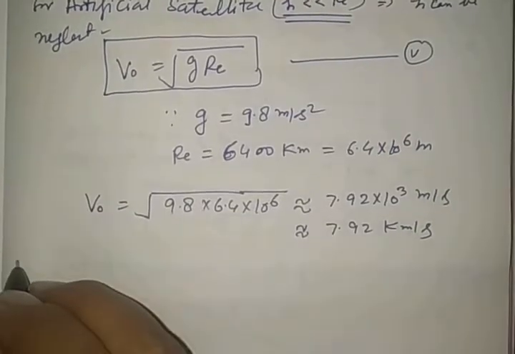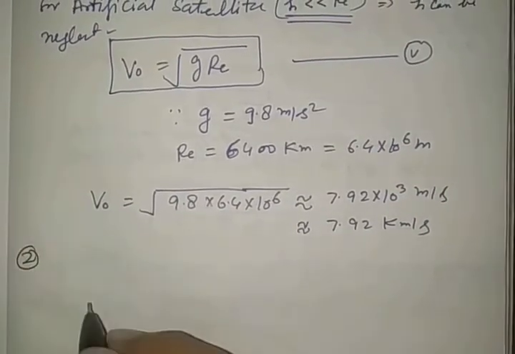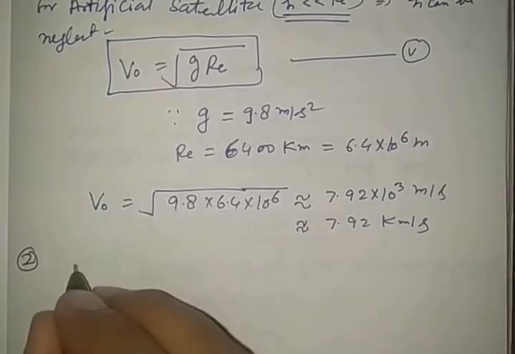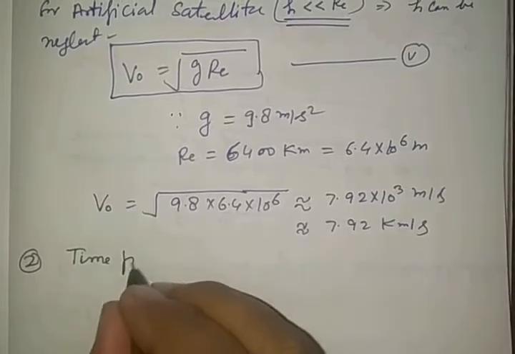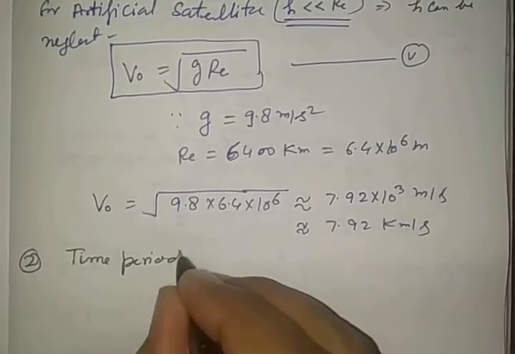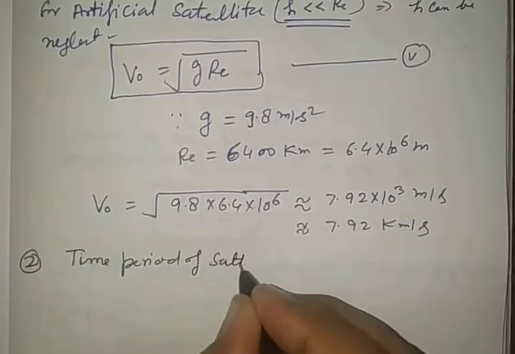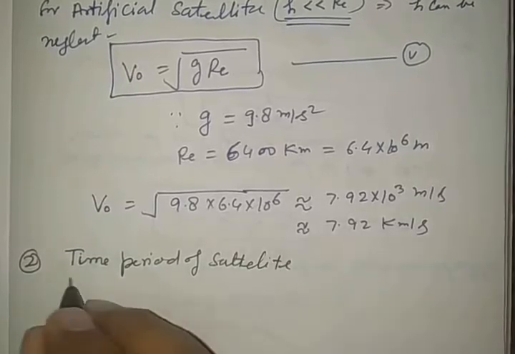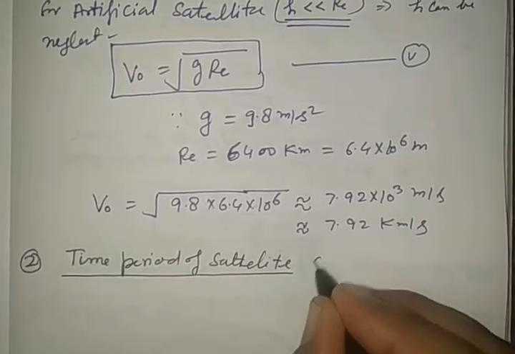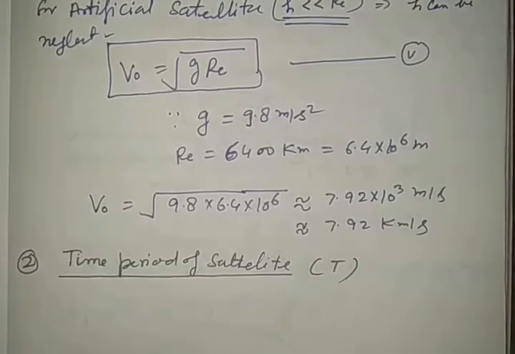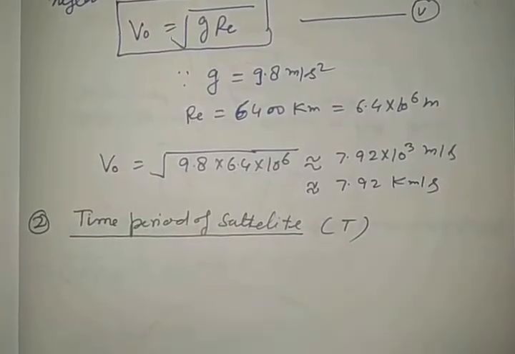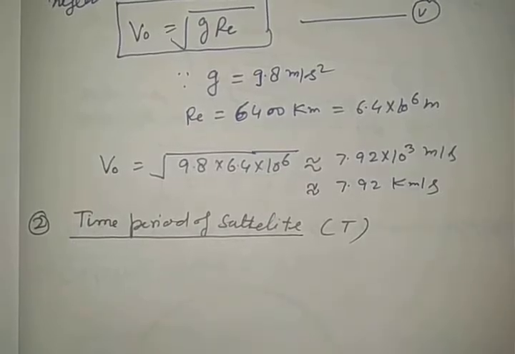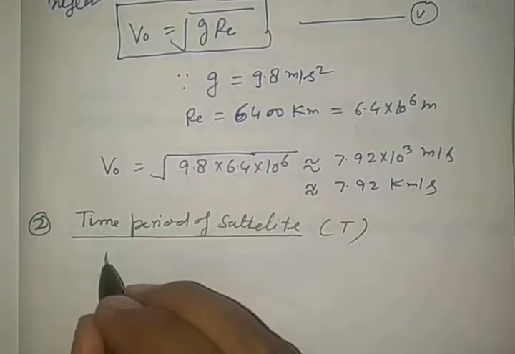Now we are going to see the second part of it, that is the time period of a satellite. Time period of a satellite is denoted by T. To see the time period of a satellite, see very carefully. Time period is the time required to complete one revolution. Here, T is the time taken by a satellite to complete one revolution.